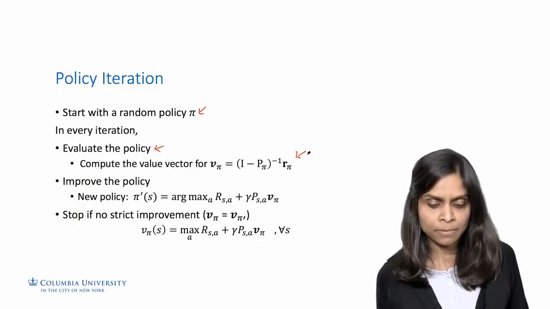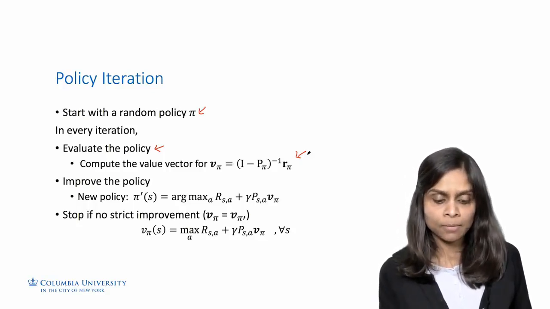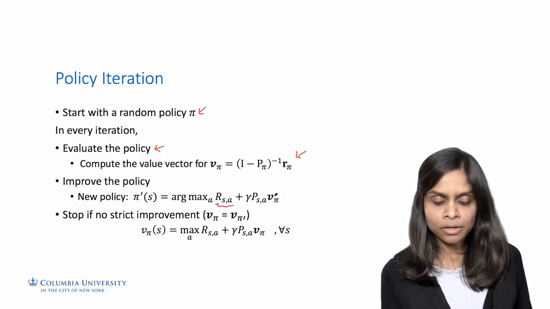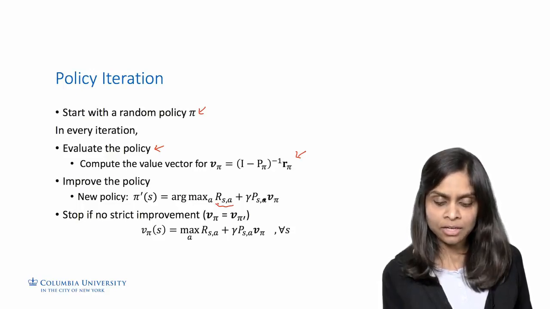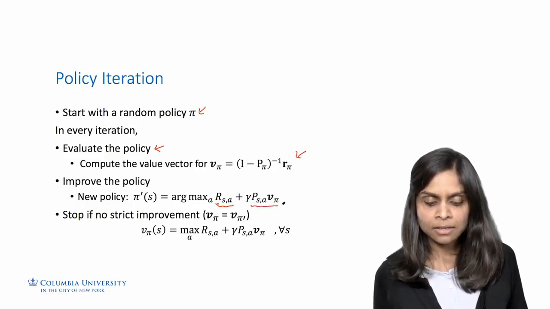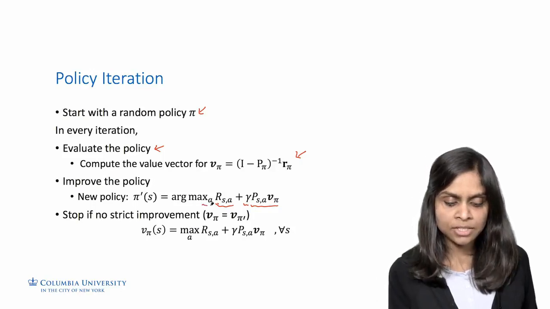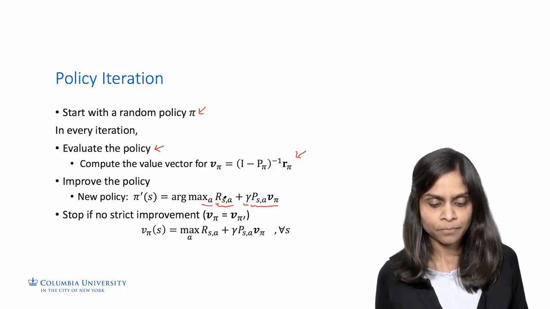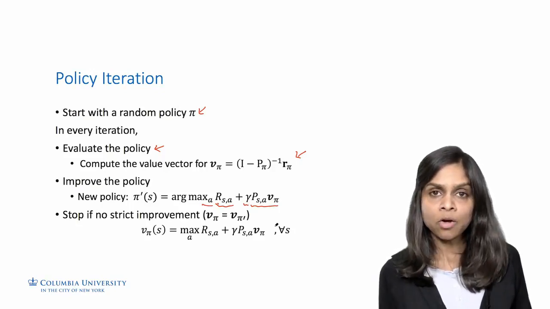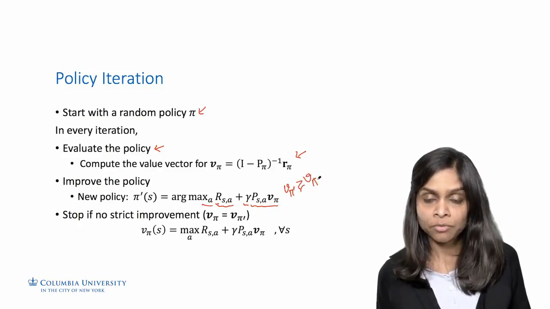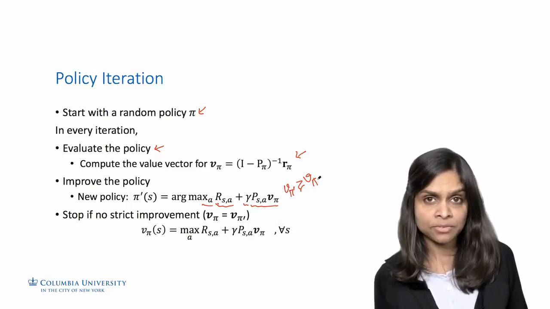And to improve, we use Bellman optimality equations. So we compute for every action the expected immediate reward in every state plus the expected value of the next state times the discount factor gamma, and the new policy takes the action that maximizes this expression. Choosing the new policy in this way always guarantees that the value vector of the new policy will be greater than the value vector of the old policy, or at least as good as the value vector of the old policy.